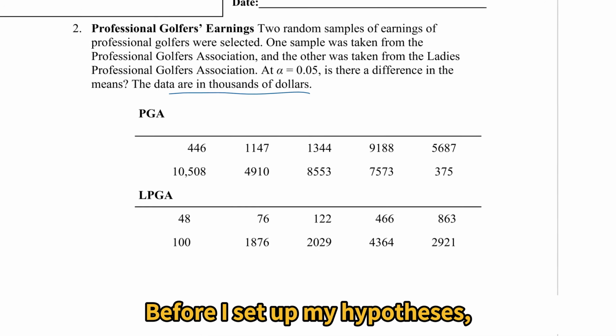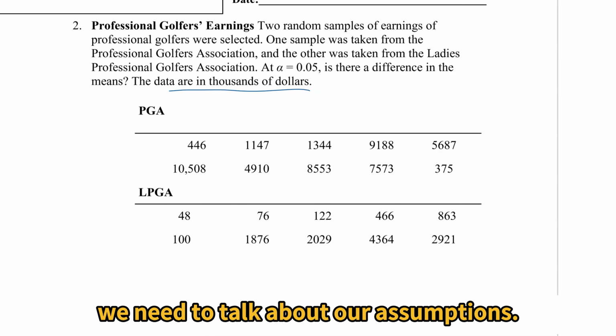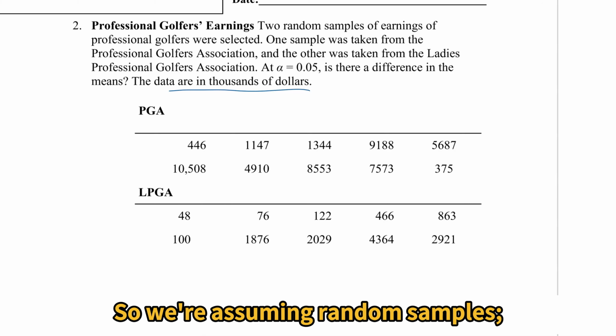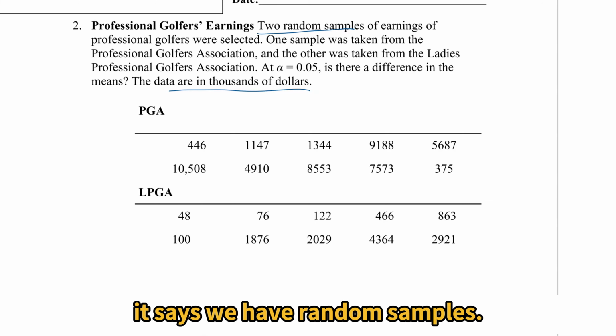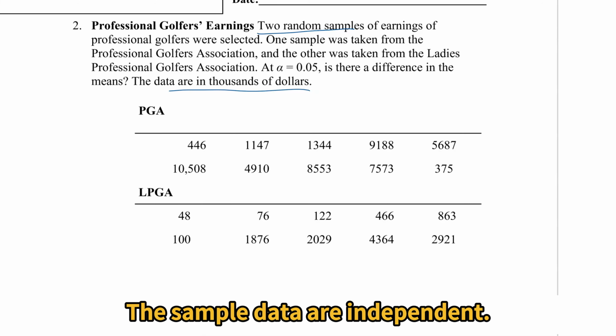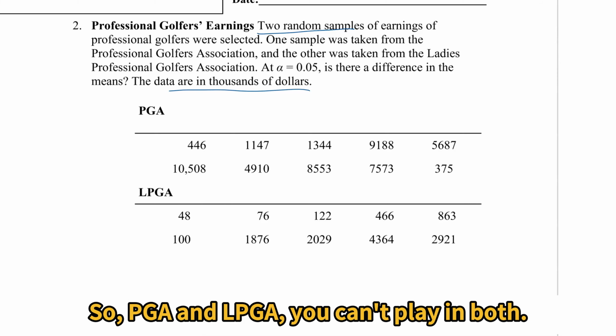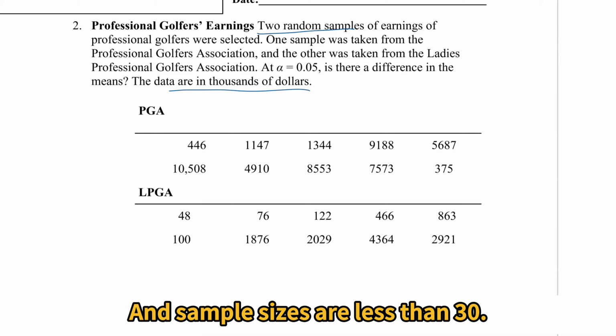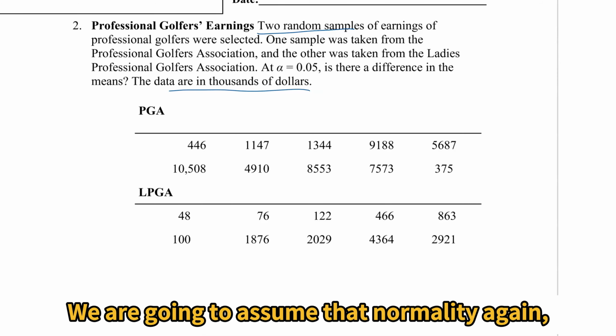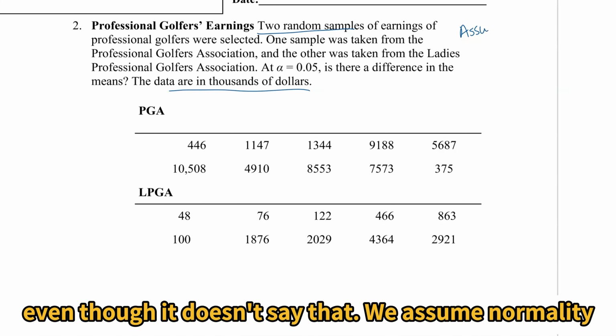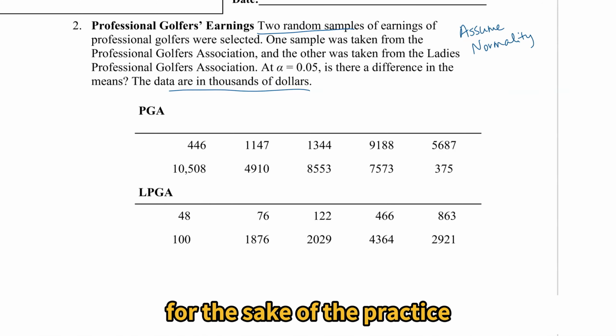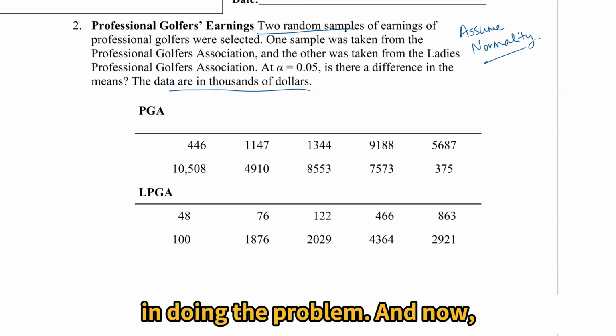Before I set up my hypotheses, we need to talk about our assumptions. So we're assuming random samples. It says we have random samples. The sample data are independent. So PGA and LPGA, you can't play in both. And sample sizes are less than 30. We are going to assume normality again, even though it doesn't say that. We assume normality for the sake of the practice in doing the problem.